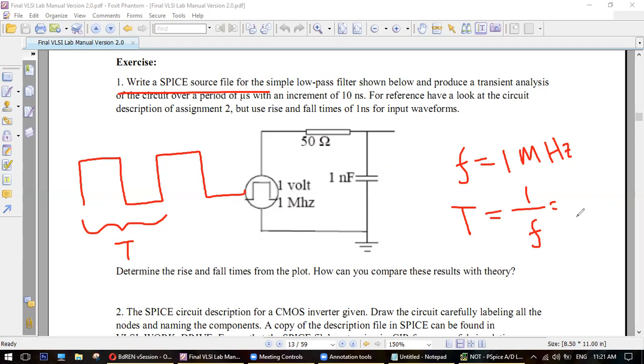1 megahertz means 1 microsecond, right? Yes, sir. 1 microsecond, that means if you do the inversion, you will get 1 microsecond. That is your total period, total time. If it is 1 microsecond, so how much will be this one? Let's say 0.5 microsecond.